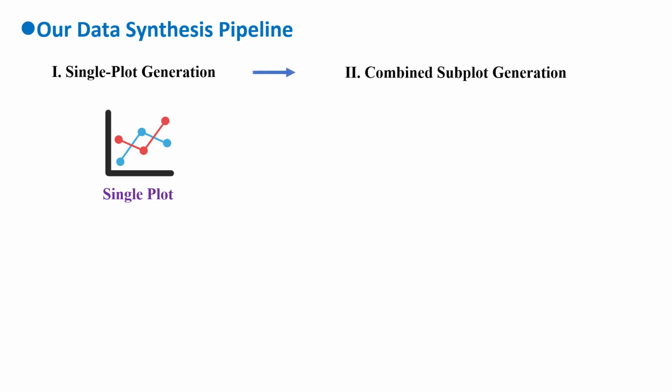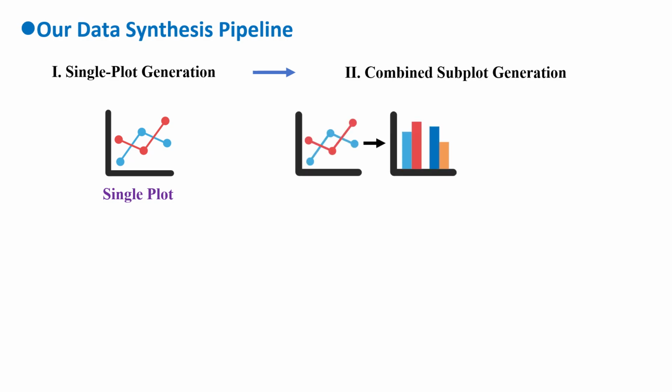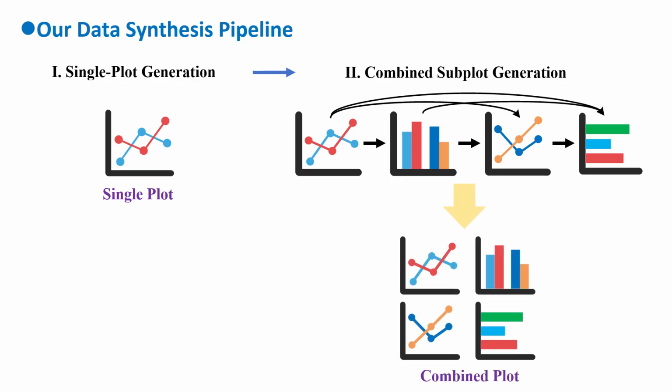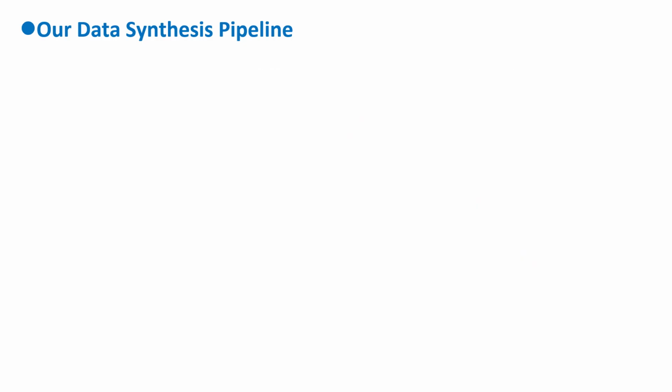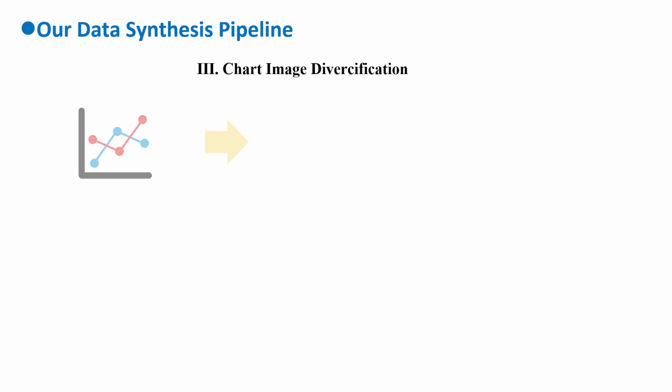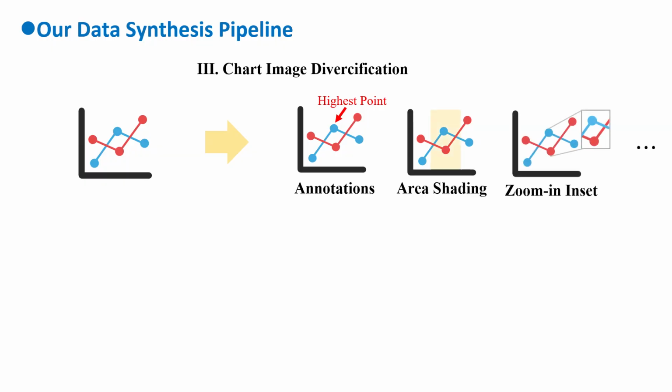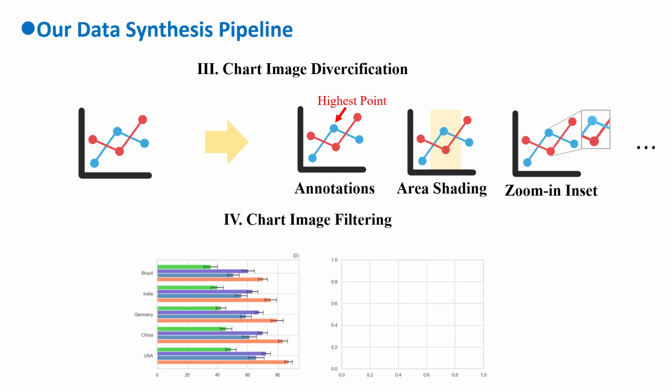Second, for combined subplot generation, we sequentially generate subplots where later plots are informed by the earlier ones for semantic coherence. Next, for chart image diversification, we add annotations, shaded areas, zoomed insets, and other changes to increase the realism. But not everything we generate is perfect, so we need to clean it up.